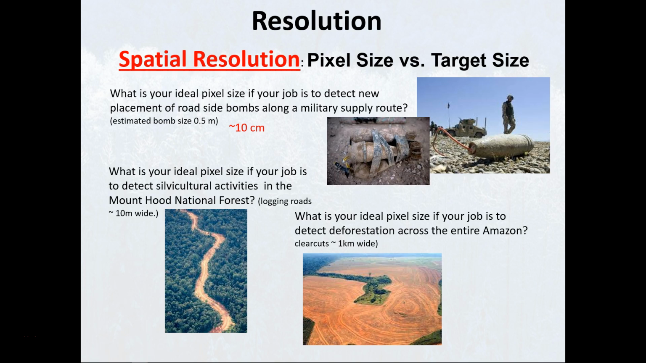How about 10 meter wide logging roads in Mount Hood National Forest? Well, about 1/4 of that is 2.5 meter pixel size or spatial resolution. And finally, deforestation across the entire Amazon, considering clear cuts are approximately 1 kilometer wide, which is super sad. You'd want approximately 250 meter resolution imagery. So you could get away with using something like MODIS satellite image that we saw earlier.